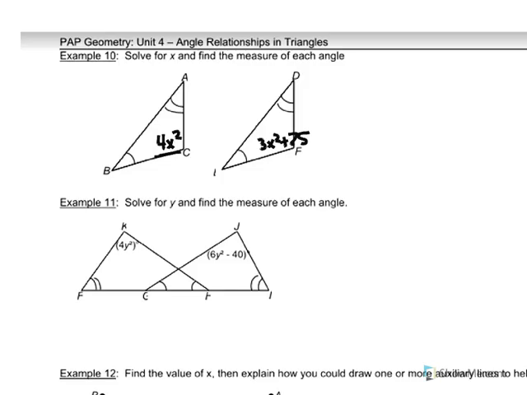Okay, so on your papers, these numbers are typed in. I don't know why they didn't show up on mine. But it says solve for x and find the measurements of each angle.